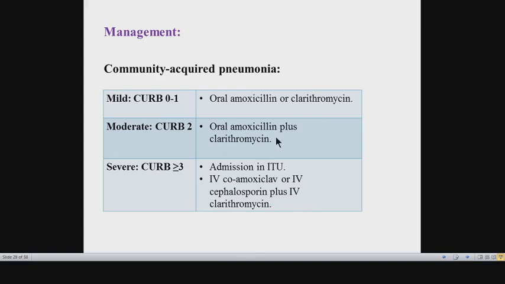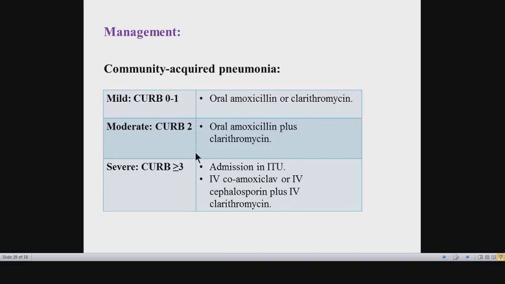The reason why we are always considering a macrolide in our management of pneumonia is because atypical organisms are sensitive to macrolides. Atypical organisms will not respond to beta-lactam antibiotics. They will respond to macrolide antibiotics like clarithromycin or erythromycin or azithromycin. So for that reason, our empirical treatment in community-acquired pneumonia should always include a macrolide antibiotic like clarithromycin. In severe cases, you will give clarithromycin parenterally in combination with either co-amoxiclav or cephalosporins. So these are our recommendations in the management of community-acquired pneumonia.